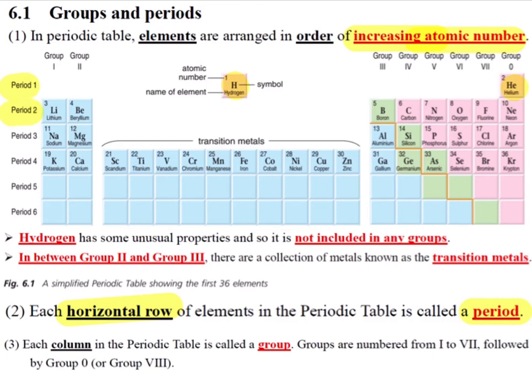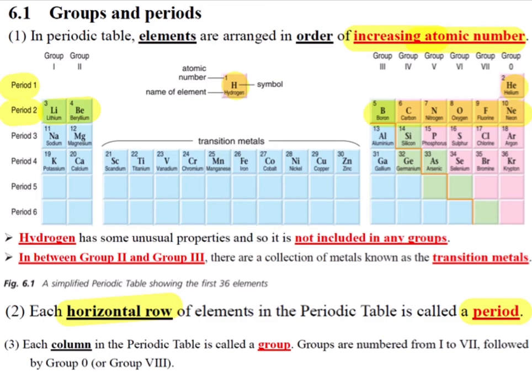And then period 2 we have lithium, beryllium, boron, carbon, nitrogen to neon. So this is period 2. Okay, the horizontal rows are called periods. And then the vertical columns are called groups.